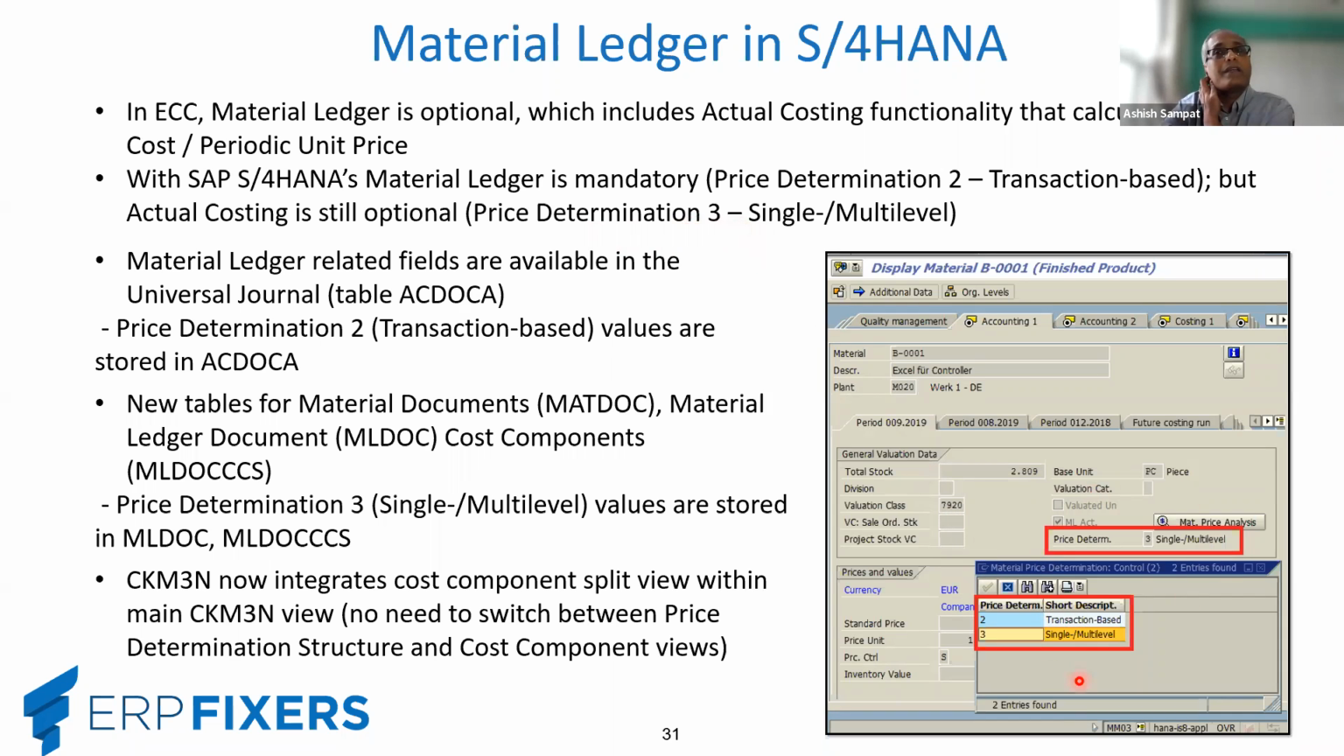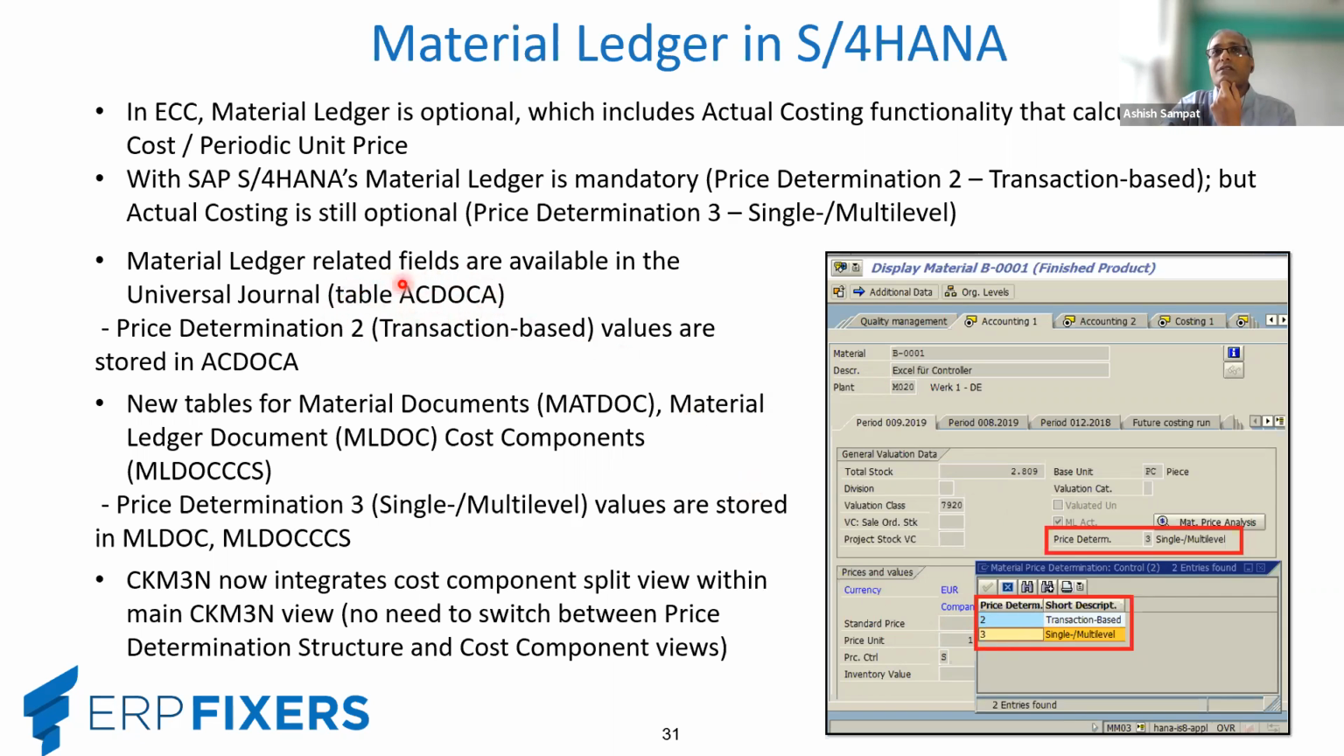Where can we find it? In Material Master, Accounting One View, if you have material ledger activated, you have the option to select 2 transaction based or 3 single multi-level. This is from a plant which is already active in an S4 system. Now, the very moment I say that I am using 3, which means actual costing is active, the material ledger related transactions, CKML, CP, all become a requirement that unless you run them, you can't close your books. But with 2, you don't have to run any of those transactions. Data is available. Whether you want to use it or not, that's a different thing.